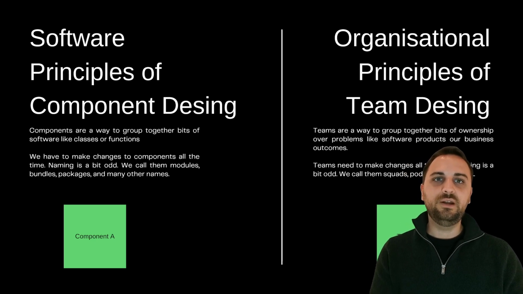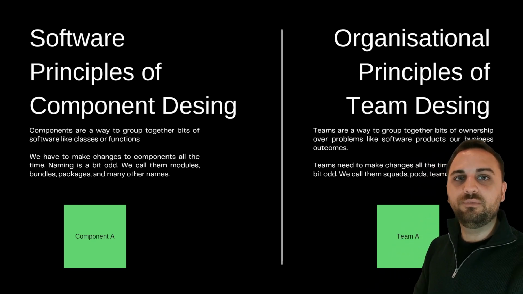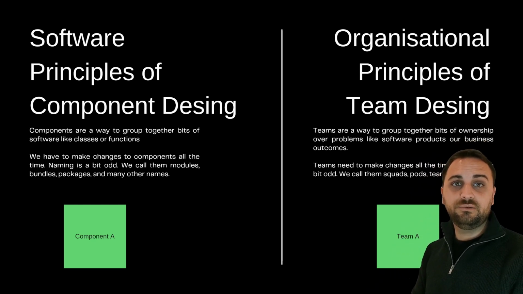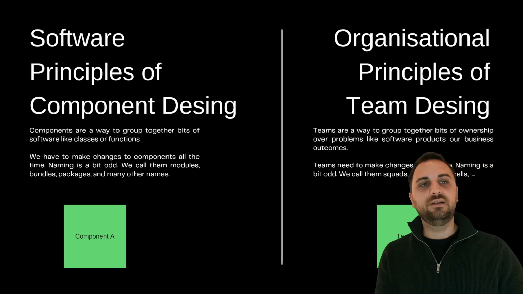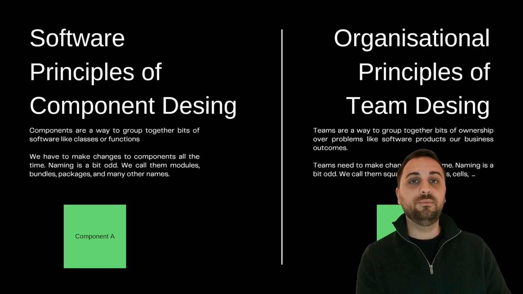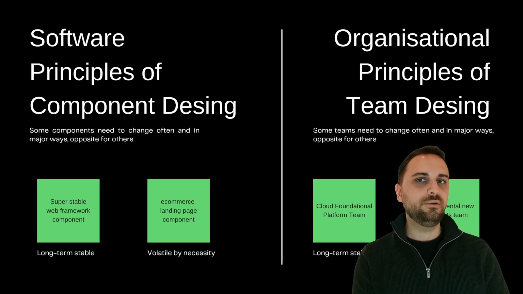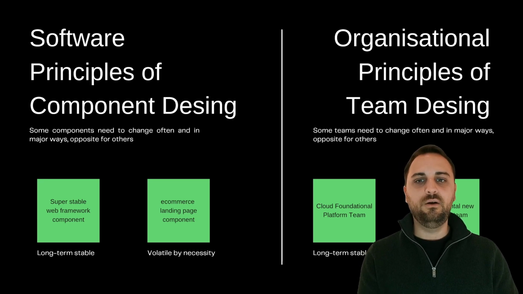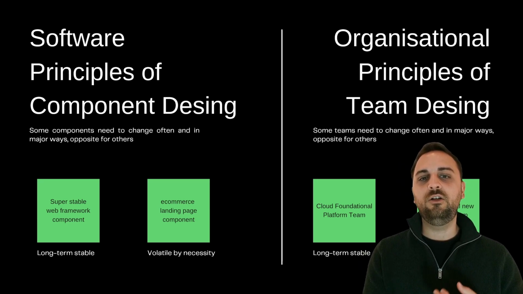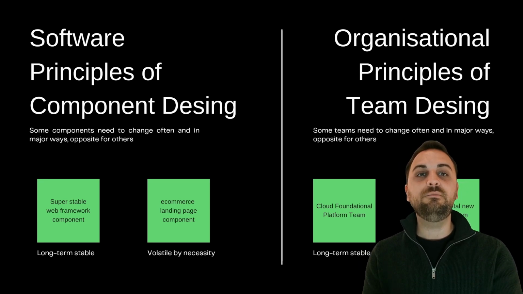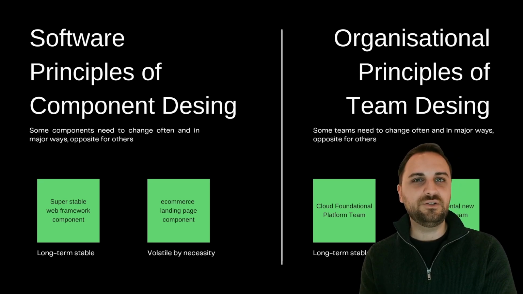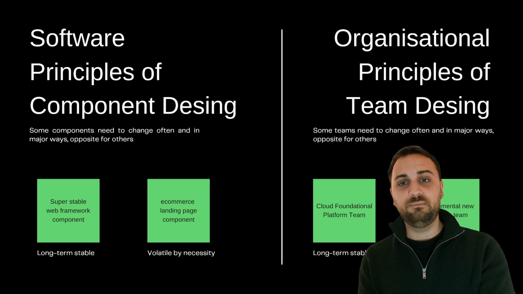It's like, well, teams are a way to group together bits of ownership over problems like software products or business outcomes, and teams need to make changes all the time. And then we have in software components, some things are long-term stable, like a web framework. And we have something that's volatile by necessity, like the landing page on an e-commerce website. You have to change that thing, depending on your e-commerce thing, like maybe every day.